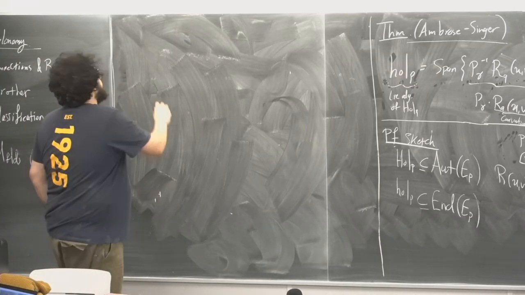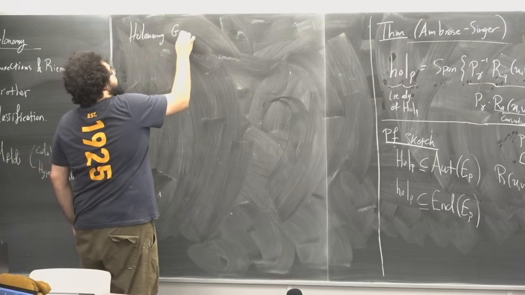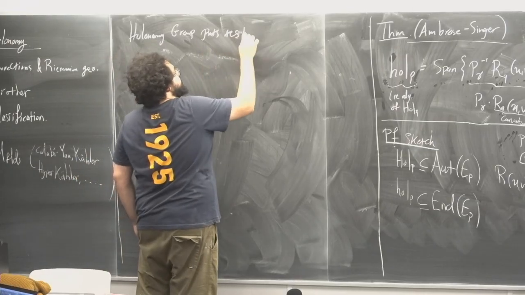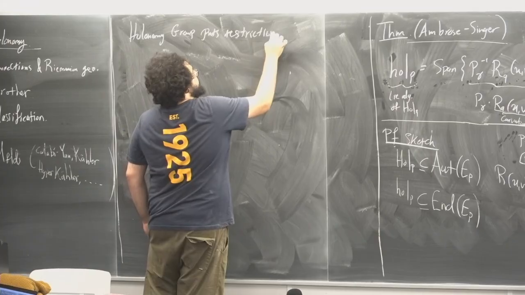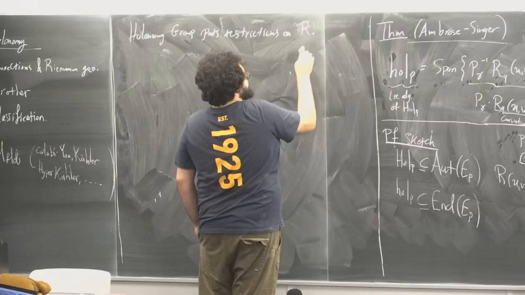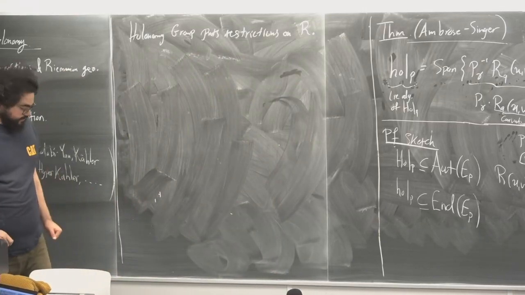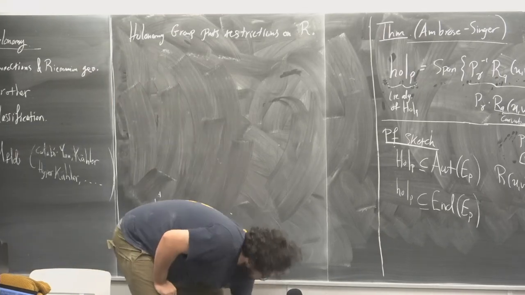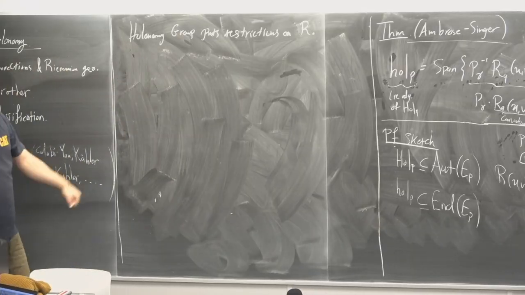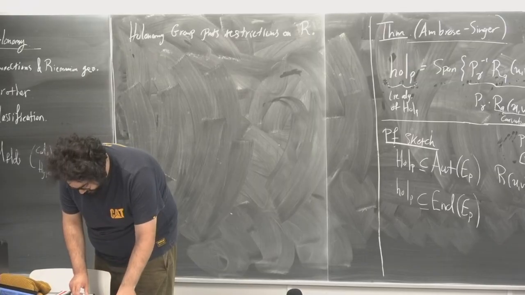And so the holonomy group puts restrictions on the curvature tensor R. Or you can think about it as, if you know information about your curvature tensor, you can also say things about the holonomy group. And this is actually spelled out in this theorem that I was going to write down here.